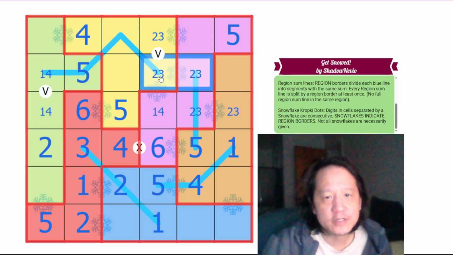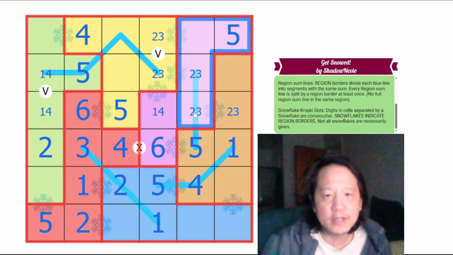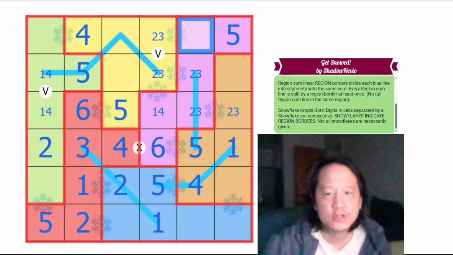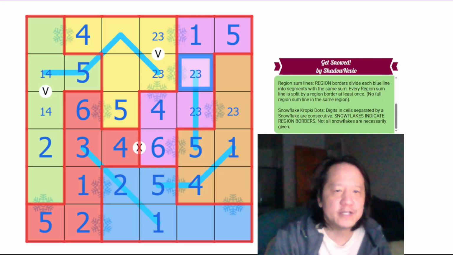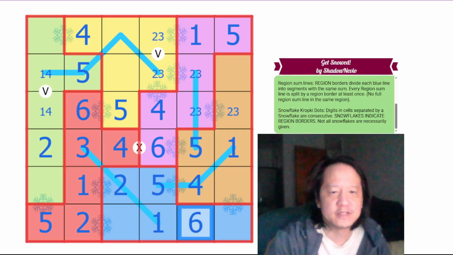These digits are consecutive. In the pink region, we only have 1 and 4 left because we have a 2-3 pair in the region, and 5 and 6, and this can't be 4 because of 4 in the row. So this is 1, which eliminates 1 here, so that's 4. Remaining digit in column 5 is a 6.